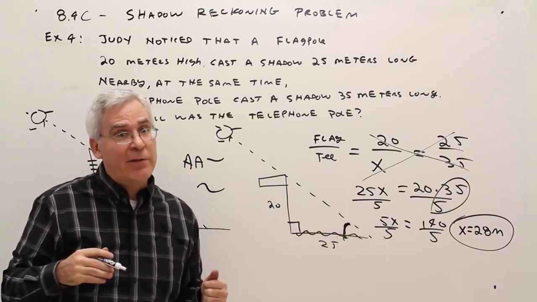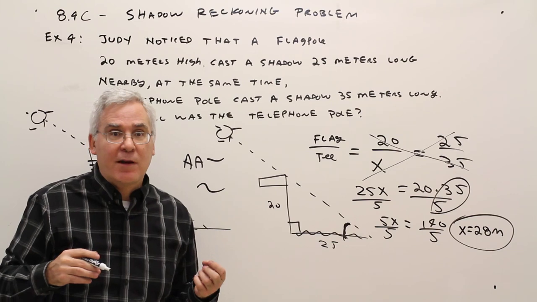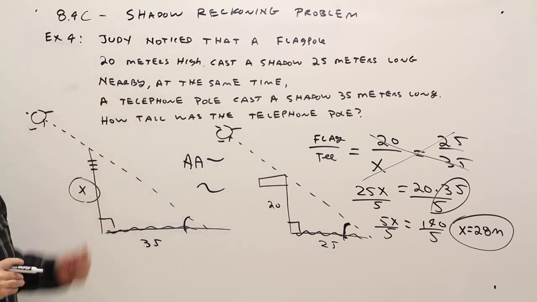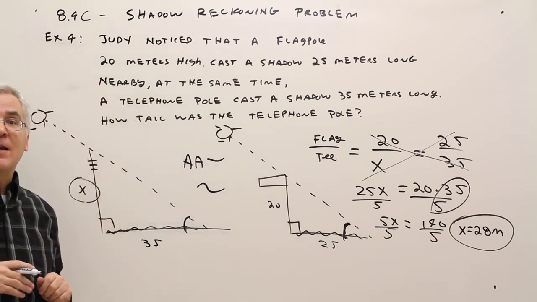That's a very tall telephone pole, but we'll just pretend like it exists. So there you have it. How to do a shadow reckoning problem.